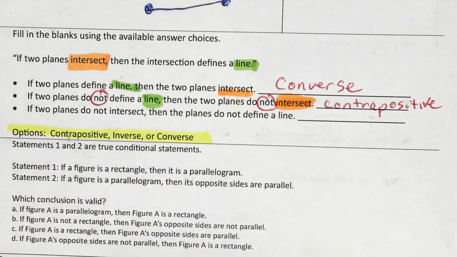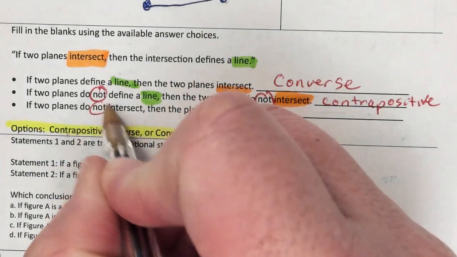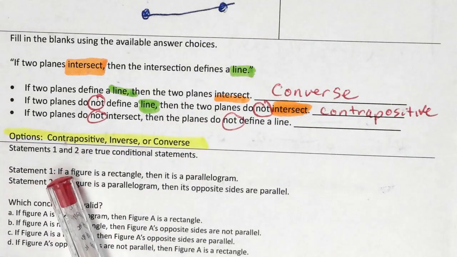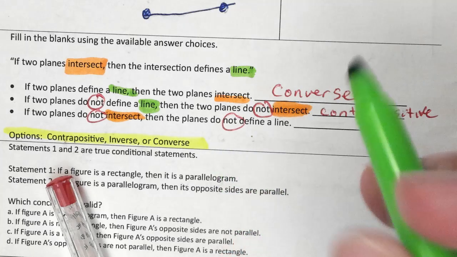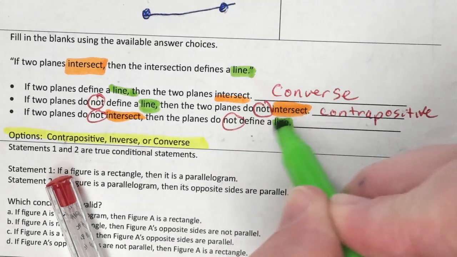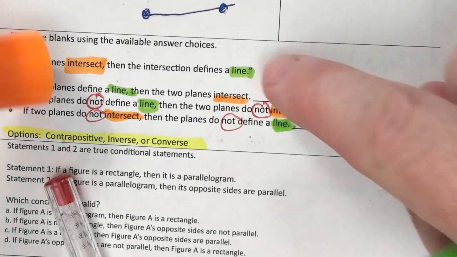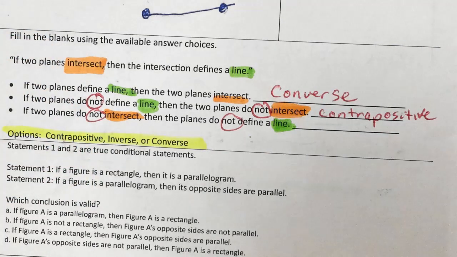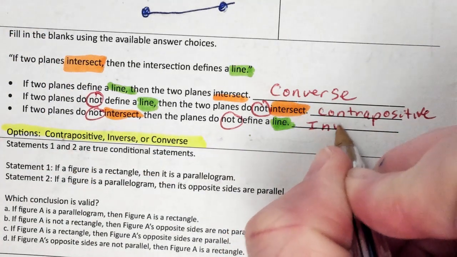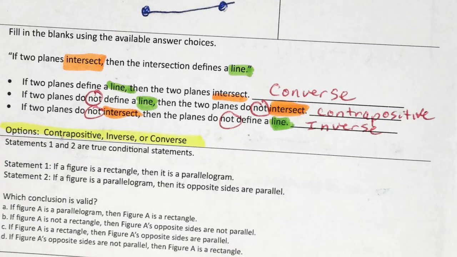Okay, and right here, we have 2 planes that do not, so we have not in these 2 spaces, do not intersect. That's supposed to be orange. And they do not, then the planes do not define a line, which we said was going to be green. All right, so how do we get from the original to here? All that happened was you put in the words not, and that is called inverse. Excelente. All right, keep it going.